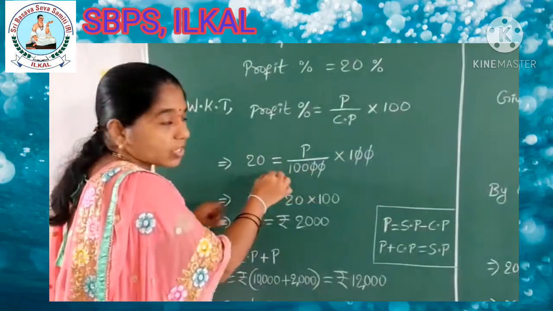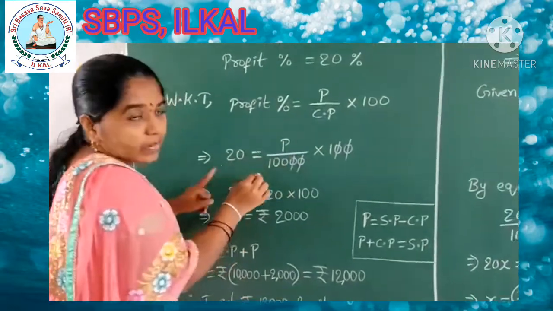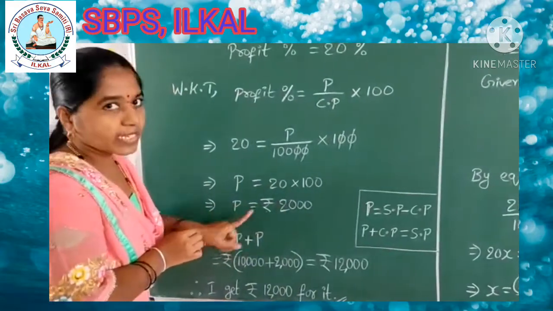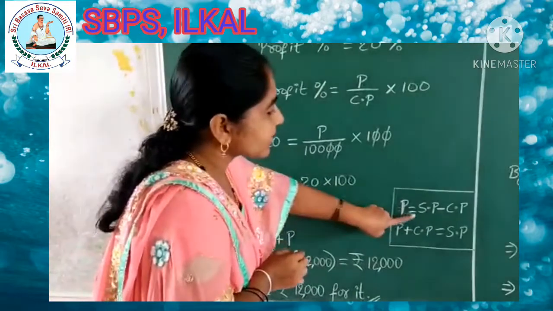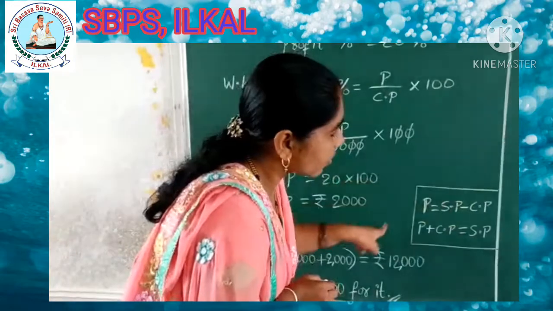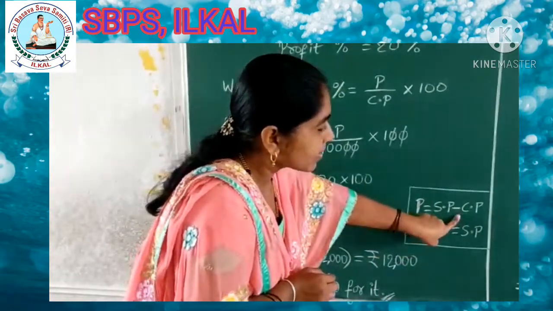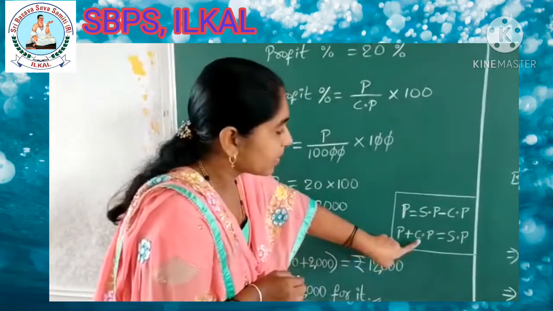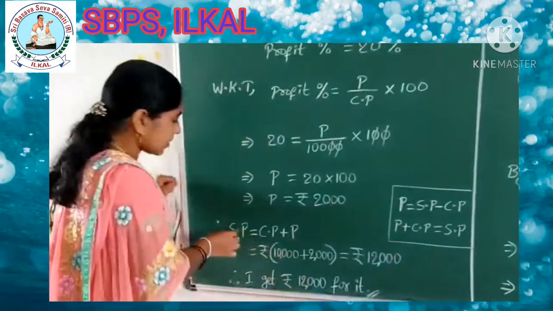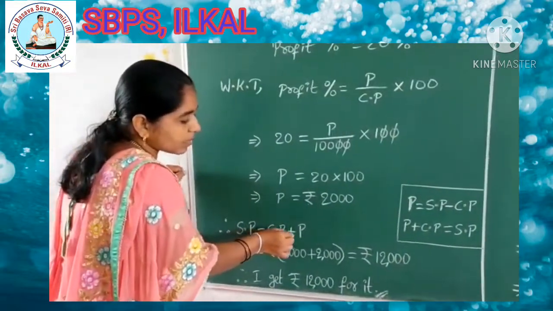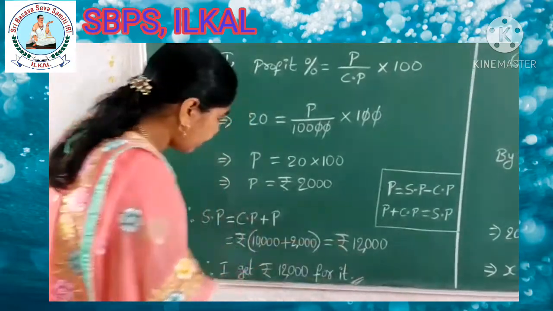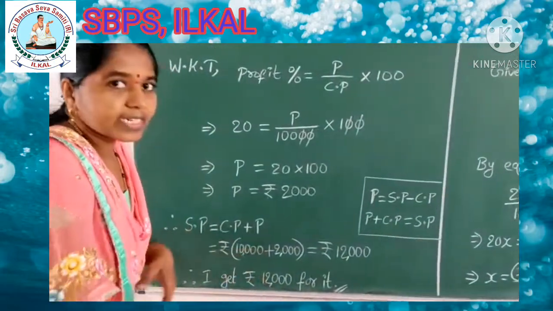If you transpose this, P is equal to 20 into 100 will become rupees 2,000, which means profit is rupees 2,000. We know that profit is equal to selling price minus cost price. If you want selling price, this cost price we have to transpose. Profit will be here only. This minus CP will become plus CP, meaning cost price plus profit, or profit plus cost price. Therefore, selling price is equal to cost price plus profit, rupees 10,000 plus 2,000, rupees 12,000. Therefore, I get rupees 12,000 for it.